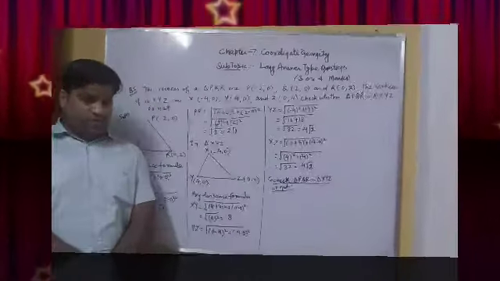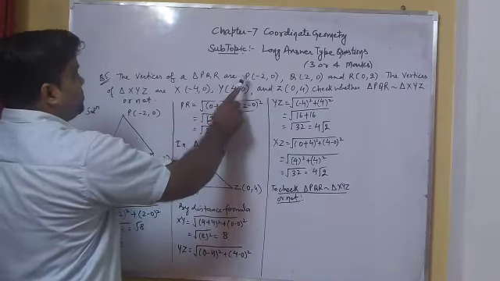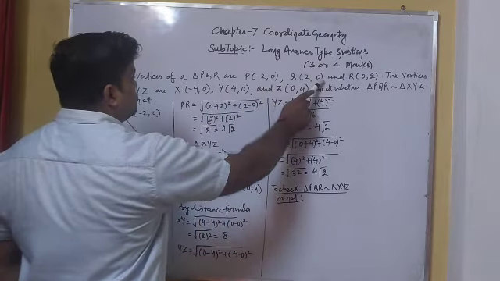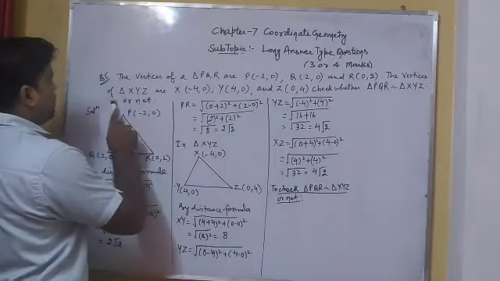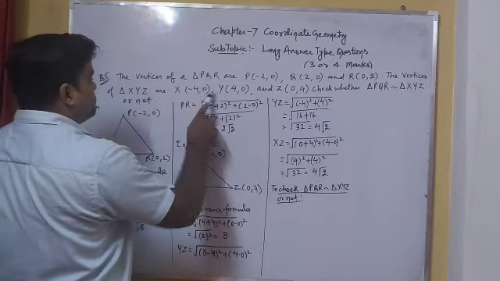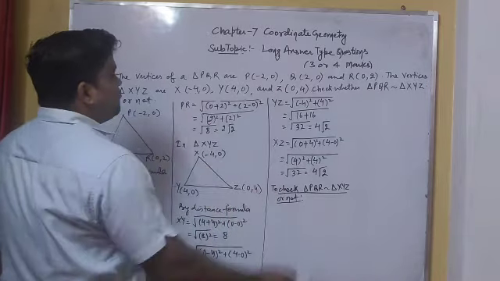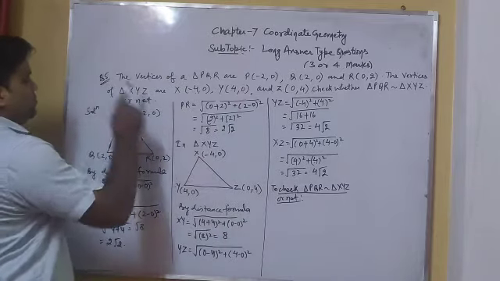Now let us come to question number 5. The vertices of triangle PQR: the coordinates of point P are (-2, 0), Q is (2, 0) and R is (0, 2). The vertices of triangle XYZ: the coordinates of point X are (-4, 0), Y is (4, 0) and Z is (0, 4). We have to check whether triangle PQR is similar to triangle XYZ or not.